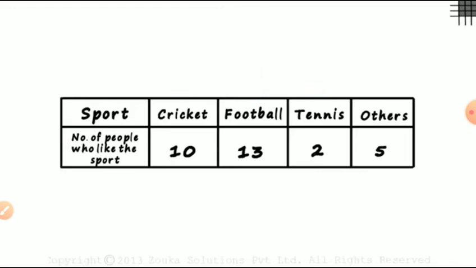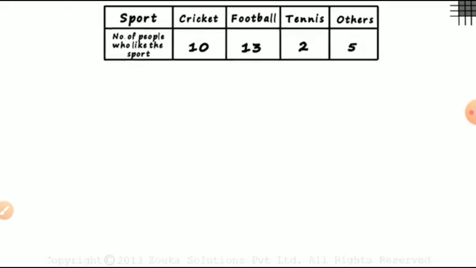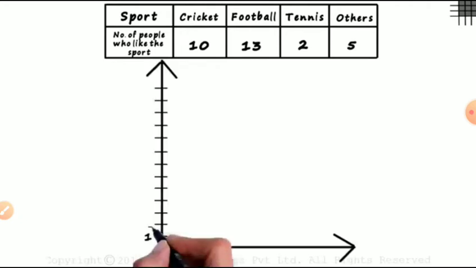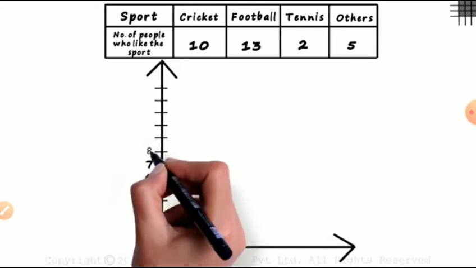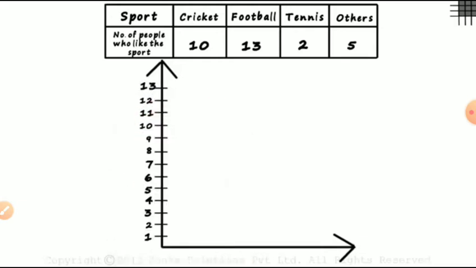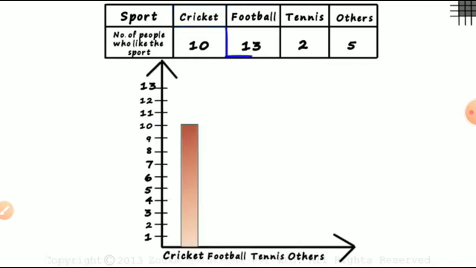Now let's try to represent this data in an aesthetic way. Let's draw two perpendicular lines like these and mark 1 to 13 in equal intervals. We can use bars to represent the number of people who like a sport. The four categories are cricket, football, tennis, and other sports. We know that 10 people like cricket, so we draw a bar up to that height. 13 people like football, so we draw a bar up to the number 13.